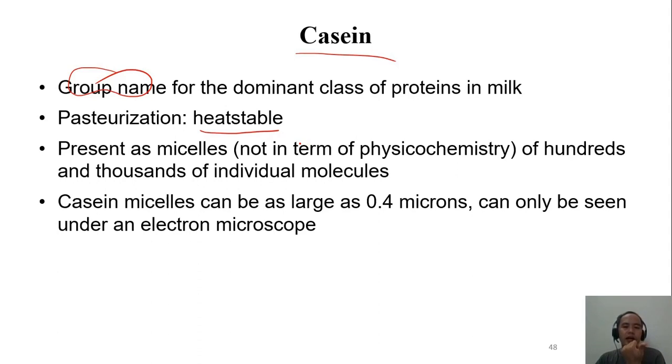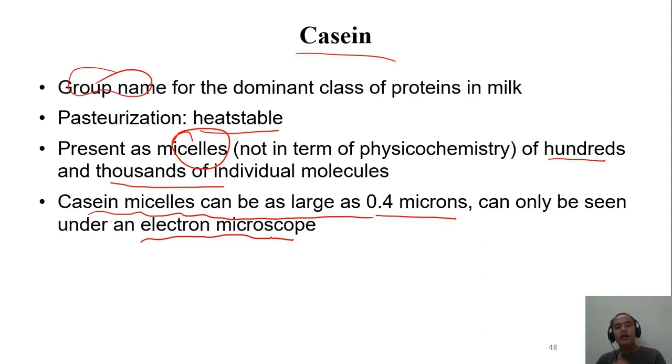In milk, caseins are not soluble, but they are present as micelles. One micelle consists of hundreds to thousands of individual molecules. So many molecules come together. And a casein micelle can be as large as 0.4 micrometers or 400 nanometers. At this size, we can only observe it using an electron microscope, not an optical one. An optical microscope you can use to look at mold, yeast, even bacteria. But for this size, we have to use an electron microscope to see it.